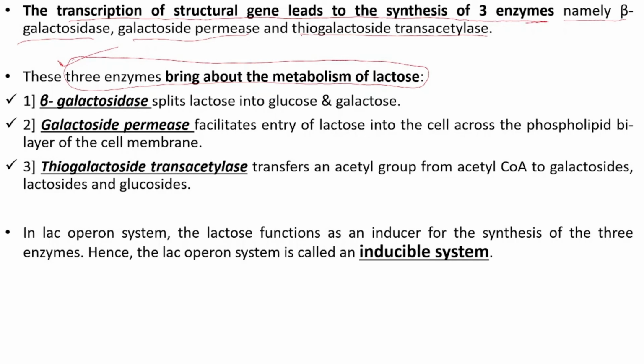So what will happen? Beta-galactosidase, the first structural gene, will split lactose into glucose and galactose. Galactoside permease facilitates entry of lactose into the cell across the phospholipid bilayer of the cell membrane. And the third one, thiogalactoside transacetylase, transfers an acetyl group from acetyl-CoA to galactosides, lactosides, and glucosides. These are the functions of the three structural genes.